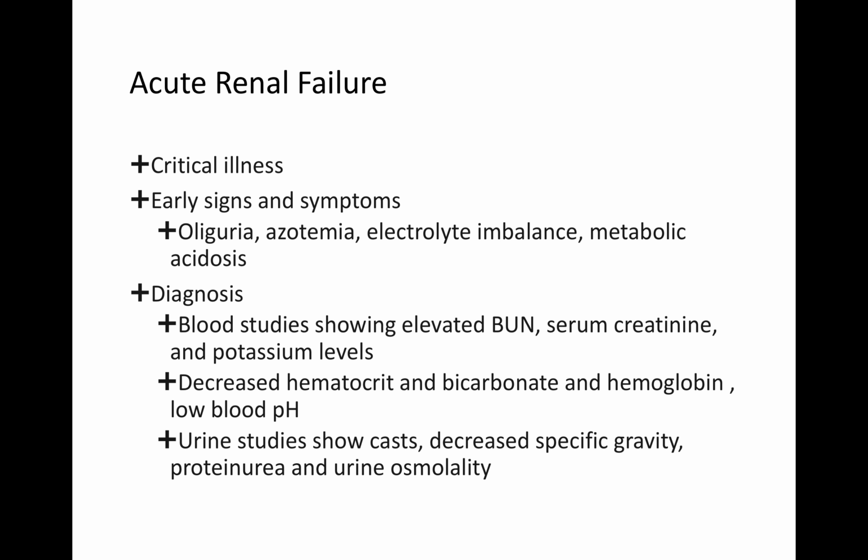Metabolic acidosis. Diagnosis: blood studies showing elevated blood urea nitrogen, or BUN, elevated serum creatinine and potassium levels. Decreased hematocrit and bicarb, because bicarb's not being secreted. I'm sorry, because they're secreting the hydrogen ion too much, so bicarb is diminished. And hemoglobin, low blood pH, we know we're in an acidotic state. Urine studies show casts, decreased specific gravity, so the urine's not diluted. Proteinuria, which we know there should be no protein in the urine, and urine osmolality.